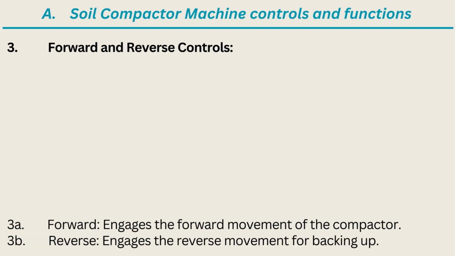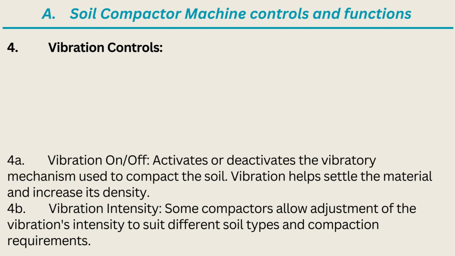3. Forward and reverse controls. 3A. Forward engages the forward movement of the compactor. 3B. Reverse engages the reverse movement for backing up. 4. Vibration controls. 4A. Vibration on/off activates or deactivates the vibratory mechanism used to compact the soil. Vibration helps settle the material and increase its density. 4B. Vibration intensity. Some compactors allow adjustment of the vibration's intensity to suit different soil types and compaction requirements.